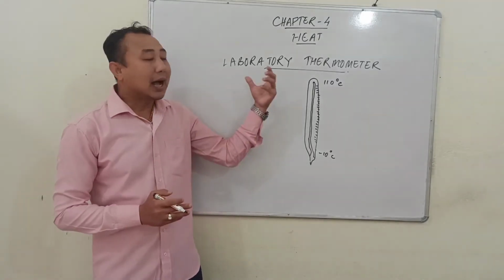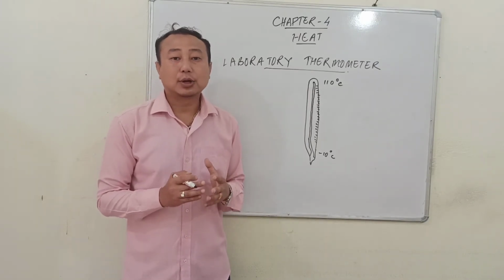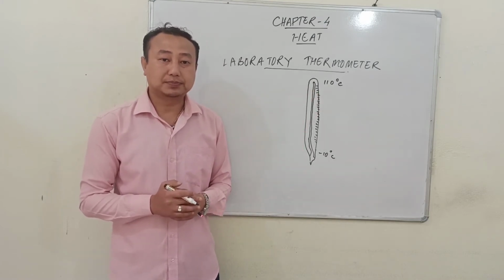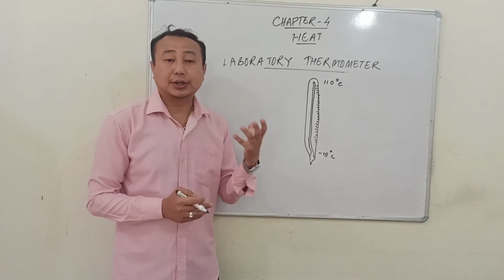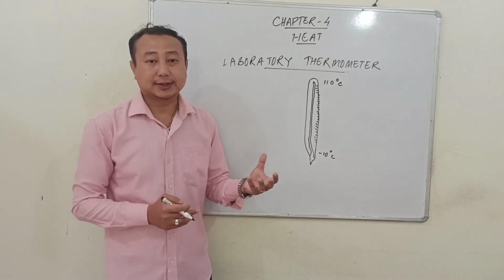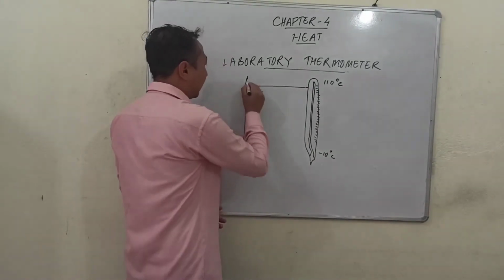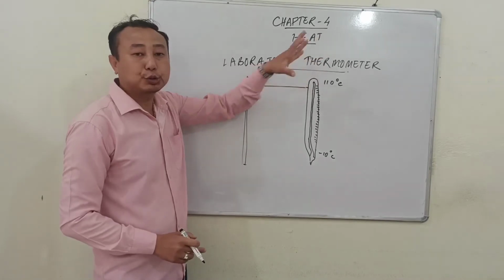Now, let us see how this laboratory thermometer should be used and what precautions are to be taken while measuring the temperature of an object using a laboratory thermometer. Let us take an example that we are going to measure the temperature of boiling water. For that, we are going to fix the thermometer on a stand. We are not going to touch it.